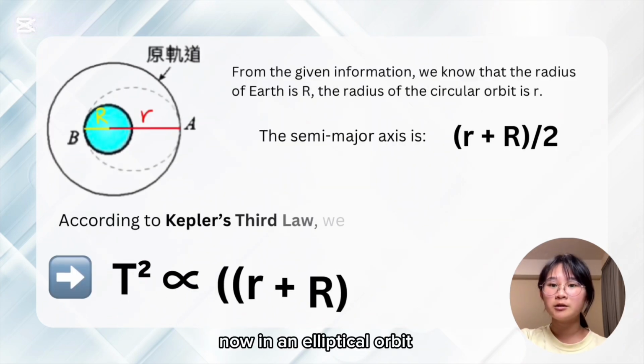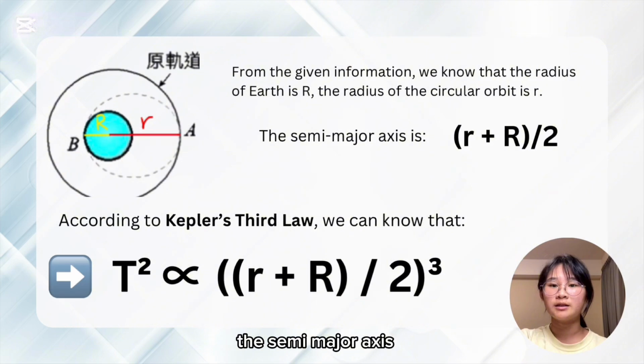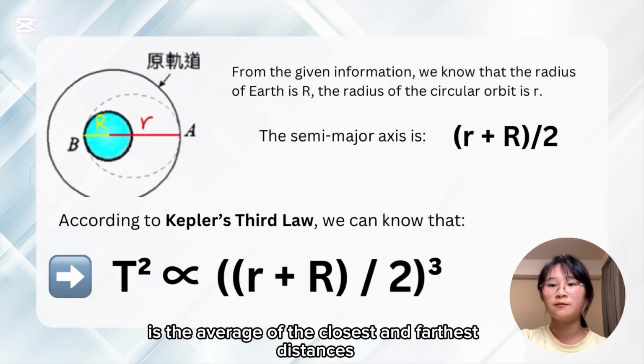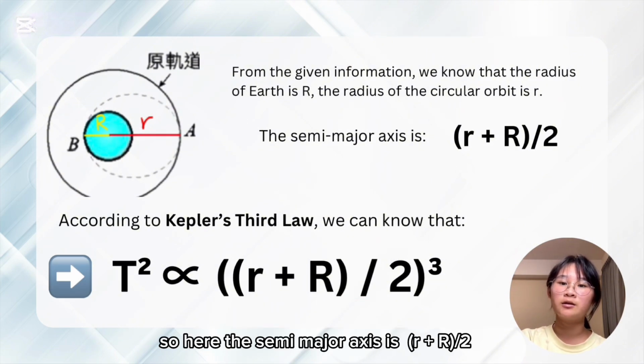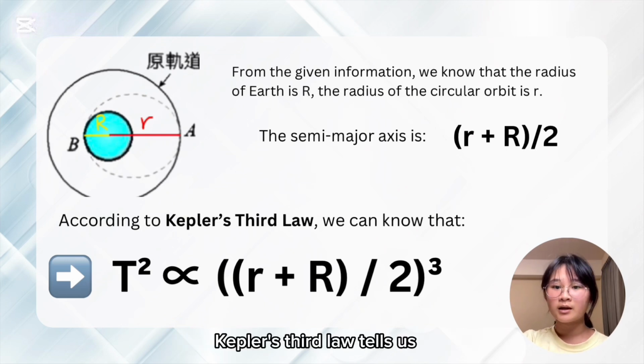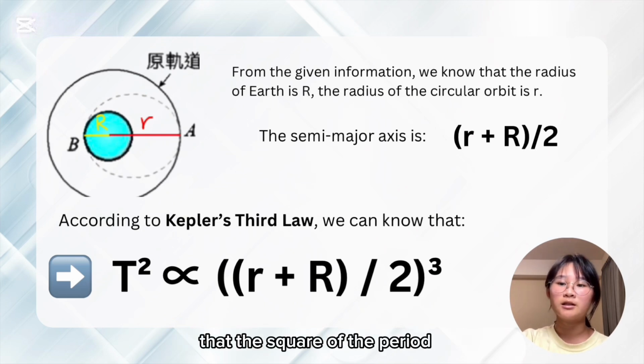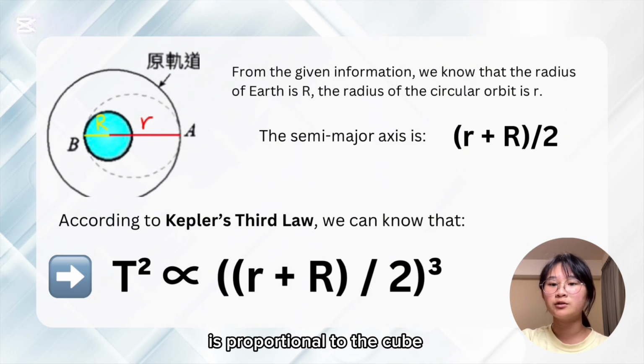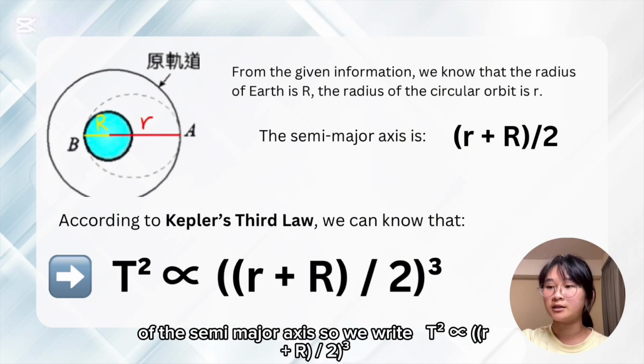Now, in an elliptical orbit, the semi-major axis is the average of the closest and farthest distances. So here, the semi-major axis is (r + R) divided by 2. Kepler's third law tells us that the square of the period is proportional to the cube of the semi-major axis. So we write T prime squared is proportional to ((r + R) / 2) cubed.